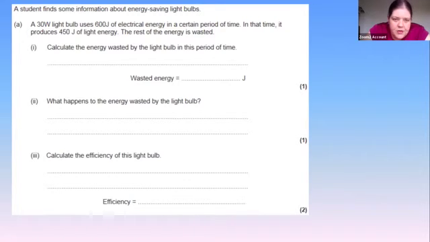Then it says what happens to the energy wasted by the light bulb. My key go-to answer with anything to do with energy waste is it's lost to the surroundings, or it dissipates to the surroundings as heat energy, anything along those ideas of heat and going to the surroundings. And then it says calculate the efficiency.